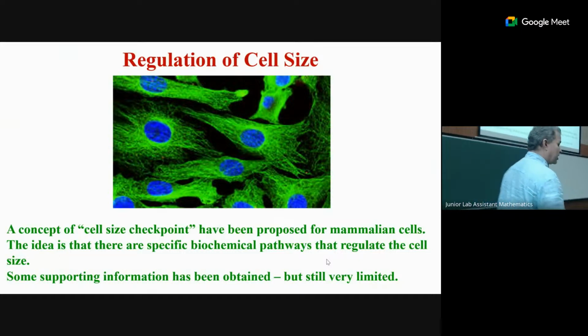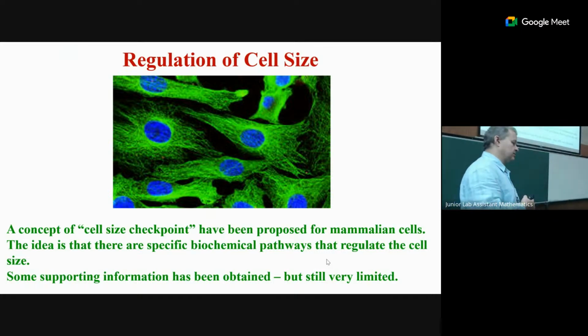But the question comes how biology can do it. What is a possible mechanism to do it? And it remains a source of debate. People introduced the concept of cell size checkpoint. That was proposed for mammalian cells. In simple language, the idea is that there are devoted biochemical pathways, devoted reaction channels for maintaining the cell size. Some information has been obtained, but it's still limited.